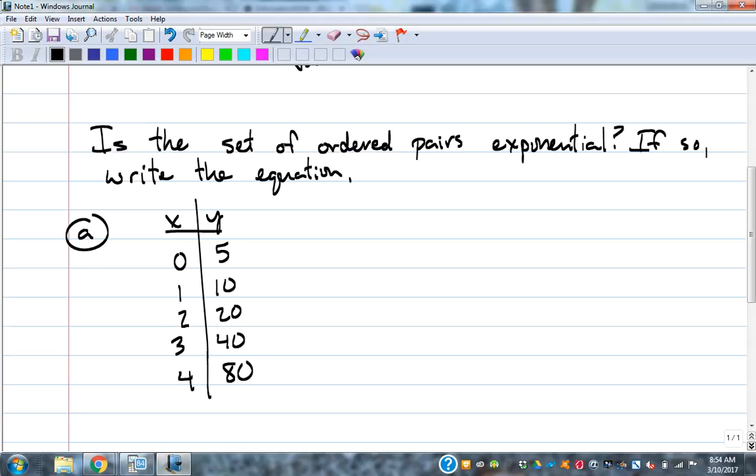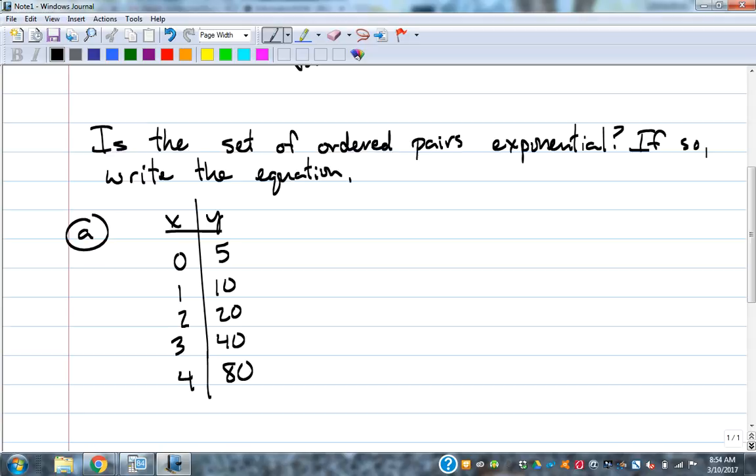Here, between 5 and 10, it's 5 units. Between 10 and 20, it's 10 units. And between 20 and 40, it's 20 units. So we see there's a pattern, but it's not a steady, always the same amount pattern. So that's one of the clues to tell us that it's not linear. It could be something else. Exponential is what we're looking for, so that's what we're going to test for. But quadratic could be a possibility for some things. But we're going to check for exponential.